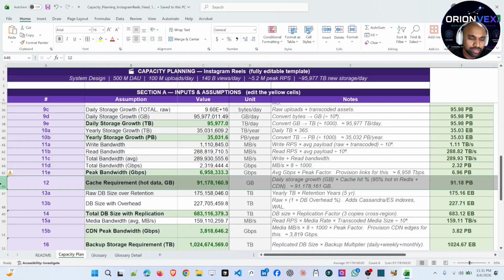Based on that, we can calculate the cache requirement. That is core data in GB. There is daily storage growth times cache hit, that is 95%. It's around 91.18 petabyte is the cache requirement per day.